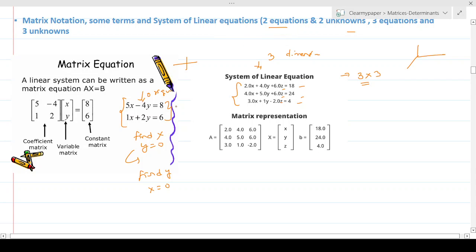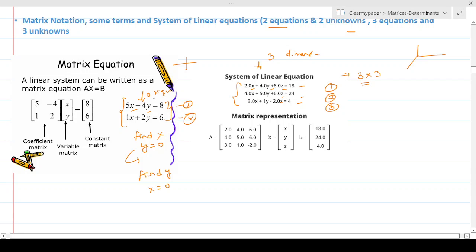And like I said, the number of equations and the number of unknowns should match, otherwise you will not be able to solve. Over here you have 2 unknowns, x and y, and you have 2 equations. This is 1 and this is 2. Over here you have 3 unknowns, x, y, and z, and you have 3 equations. So as long as that matches, you can solve this equation.